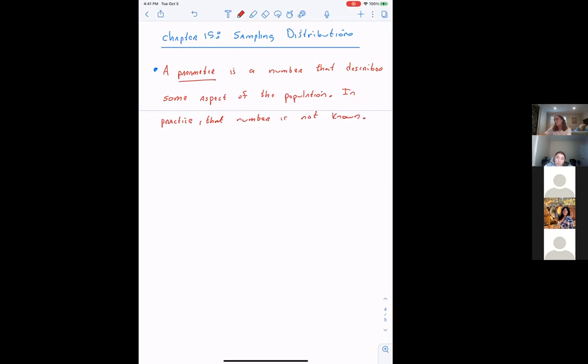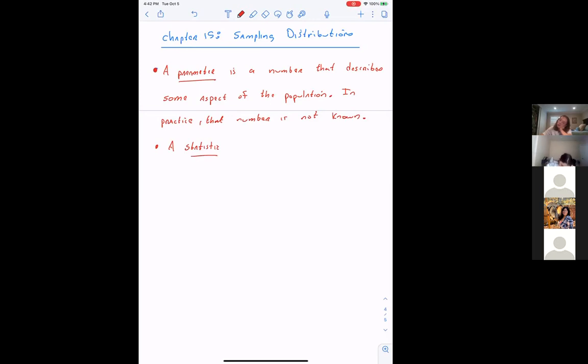What's the average height of every person on the planet? No idea. Even if I wanted to. How many people are on the planet? Like what, 8 billion? How exactly would I find the average height of 8 billion people? Right? Impossible. So it's a parameter that I don't know. I want to know it. So what do I do? I form a statistic.